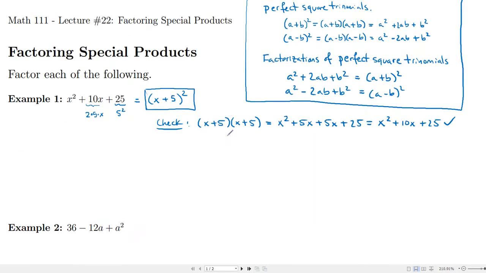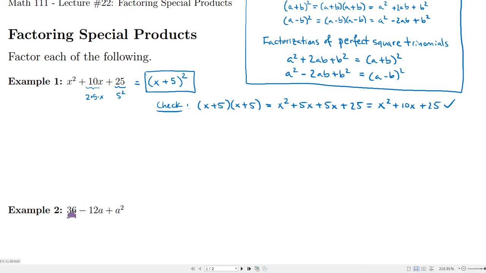Our second example, we have the expression 36, which is a perfect square, that's 6 squared. And a squared is a perfect square, that's a squared. And then what is this? Well, that is minus 2 times 6 times a. So it looks like this is of the form right here. It's not written in the exact order, and since I'm using a, it's not this a, but do you see that we have something squared minus 2 times the base of the squares for these two, and then this is squared.